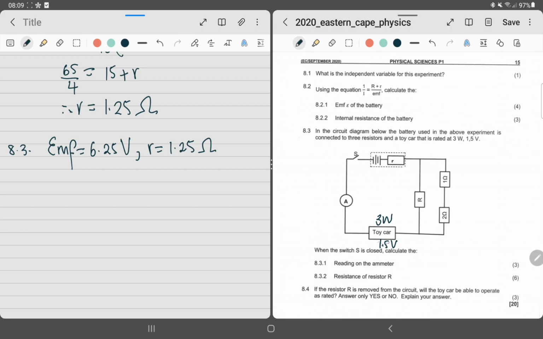So we will look for the longer terminal of the battery. In this instance, this is the longer terminal. So those two are the longer terminals. So the total current should flow from the positive part of the battery to the negative, which means the total current would flow this way. That is I total.